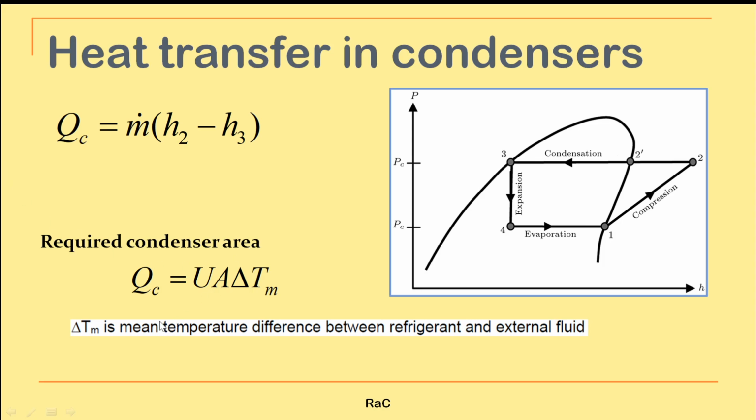So the required condenser area could be evaluated using the heat transfer expression U A delta Tm. Delta Tm is the mean temperature difference between the refrigerant and the external fluid, which could be air or water. U is the overall heat transfer coefficient, and A is the area required for the condensation to take place.